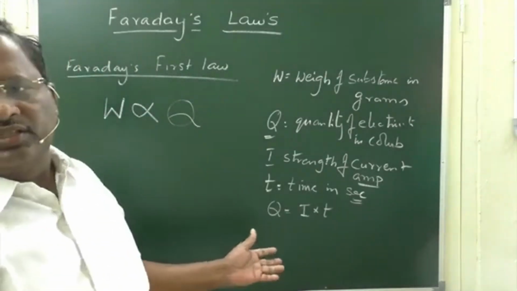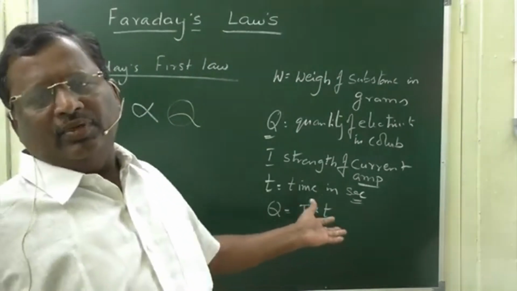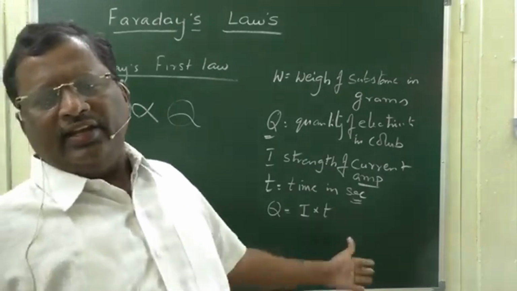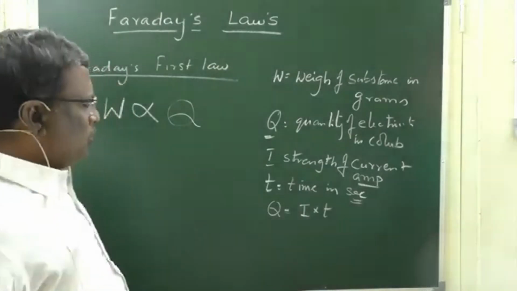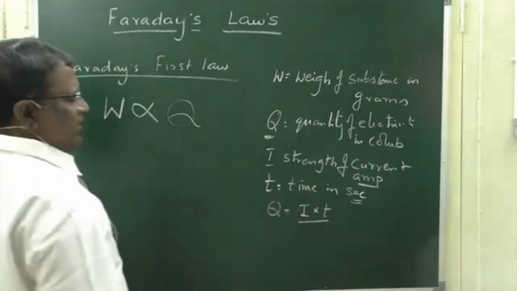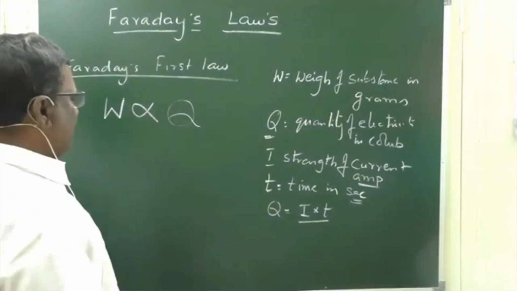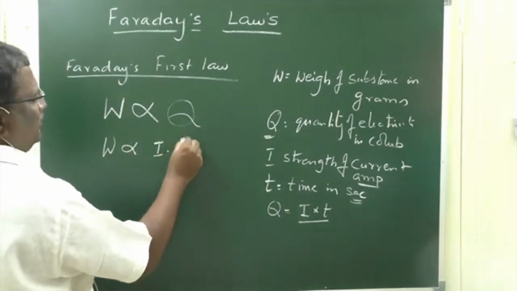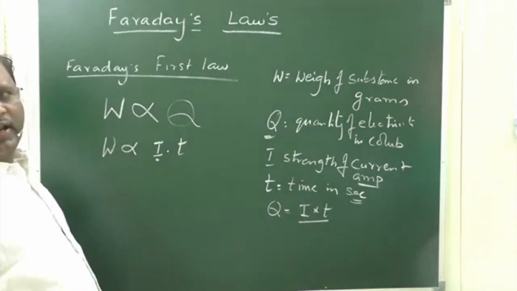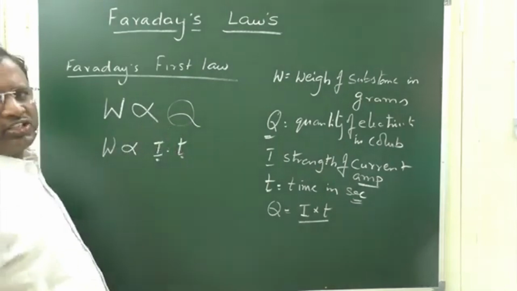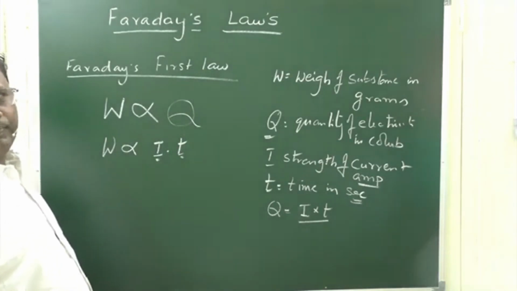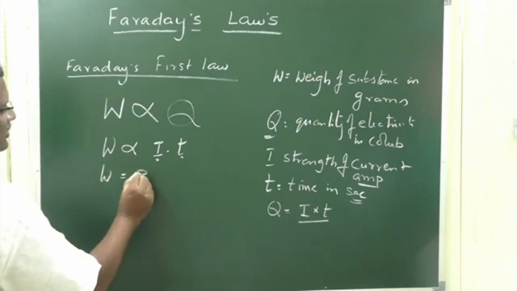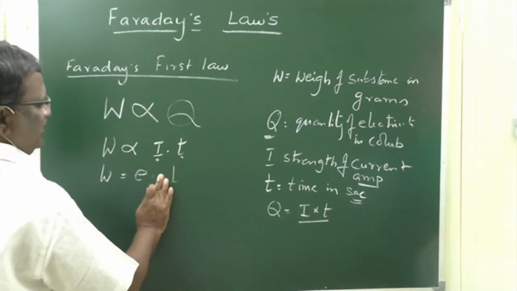Sometimes the strength of current is designated with capital I, and in some books as C; whatever it may be, it makes no difference, IT or CT. So, this will be the quantity of electricity Q. Therefore, W is directly proportional to I into T, where I is the strength of current in amperes and T is the duration of electrolysis in seconds. Or we can write it as W is equal to eIT.